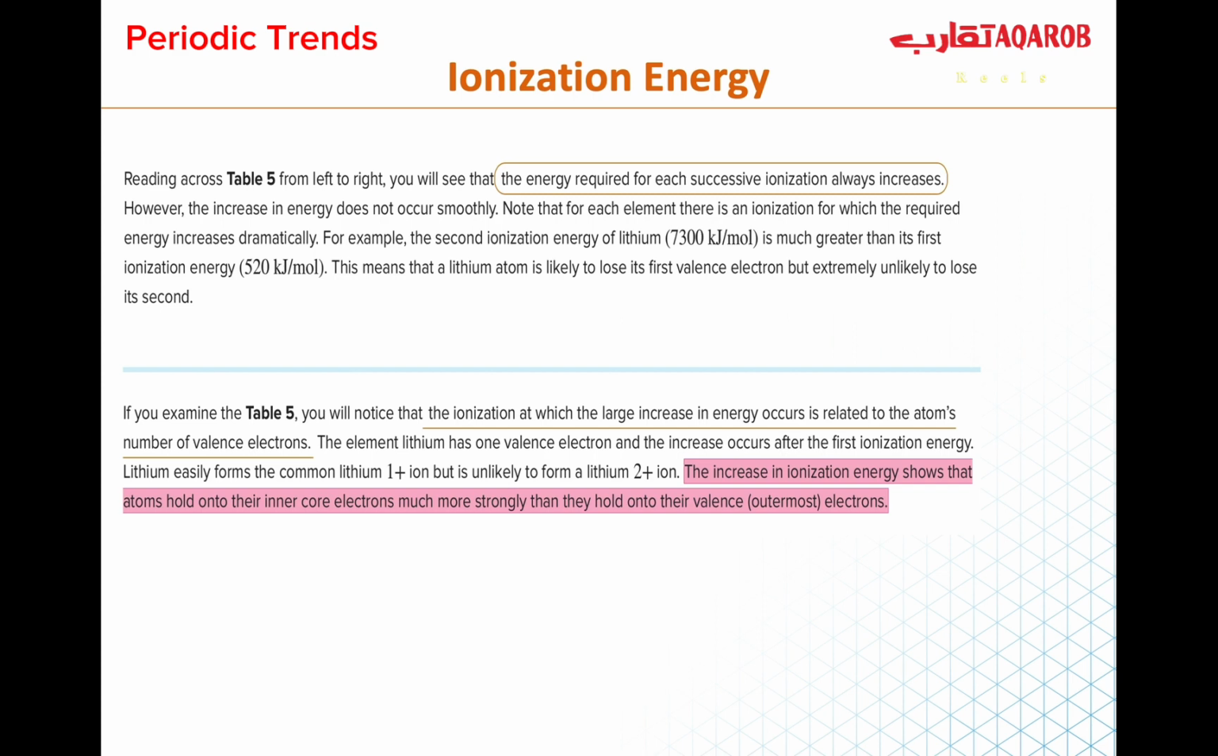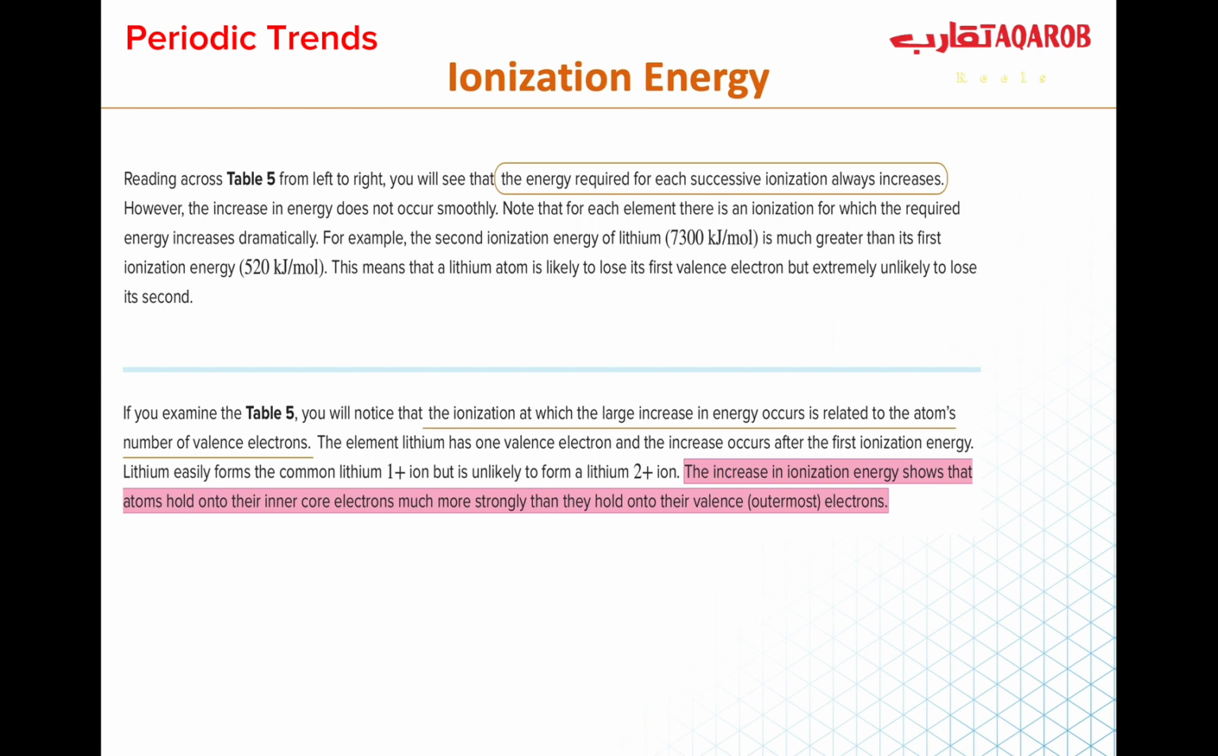For example, the second ionization energy of lithium, 7,300 kilojoules per mole, is much greater than its first ionization energy, which is 520 kilojoules per mole. This means that a lithium atom is likely to lose its first valence electron, but extremely unlikely to remove its second electron. If you examine table 5 again, you will note also that the ionization at which the large increase in energy occurs is related to the atom's number of valence electrons.